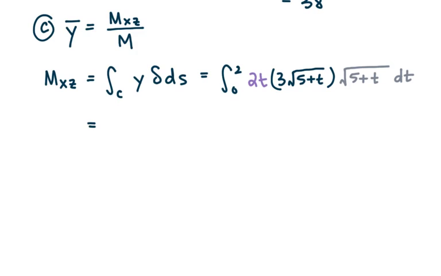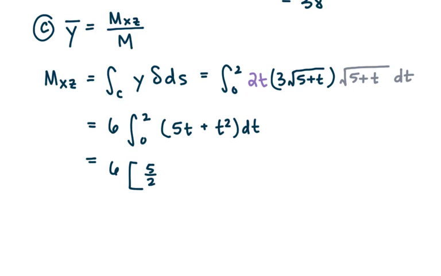So simplifying this, we would have 6 times the integral from 0 to 2. Again, we're going to have 5t plus t squared dt. That's going to be 6 times 5 halves t squared plus 1/3 t cubed, again evaluated between 2 and 0. And that's just going to be double what we found for the last integral, 76.